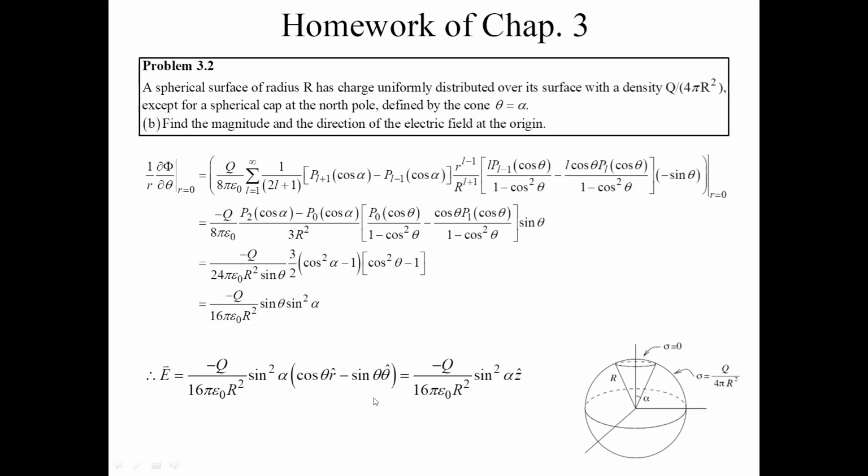And you will find that these two, cosine theta in the R direction minus sine theta in the theta direction, will equal the Z direction. So we can simplify our final result of the electric field as this term.